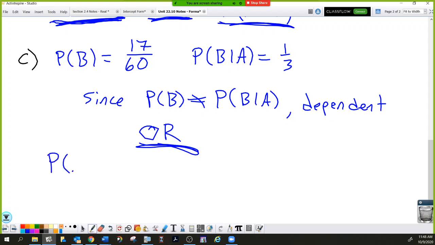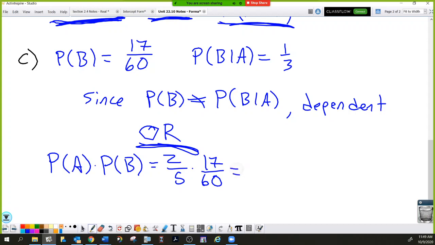The probability of A times the probability of B is, okay, well, we know the probability of A, it's 2/5. We found the probability of B, it's 17 over 60. That's a big number on the bottom. Oh, you know what I did? I reduced it. That's why.